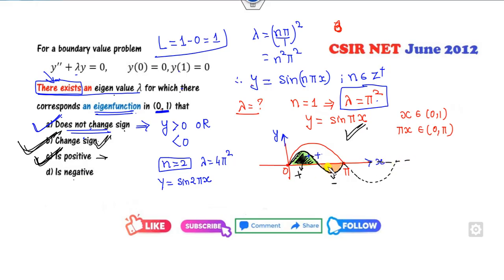Fine. Or otherwise you can see this case also. This case is also where the value is negative. So yes, there is a negative. So all are my correct answer of this problem.